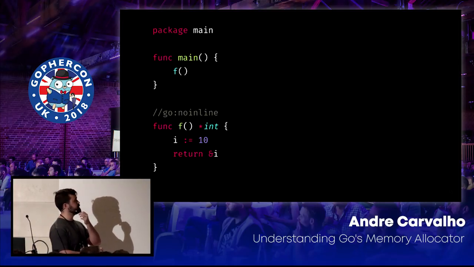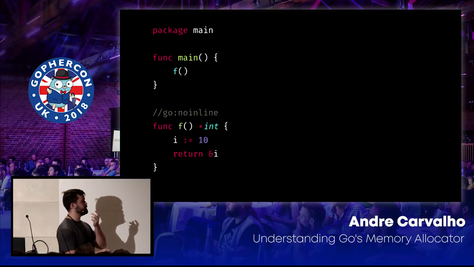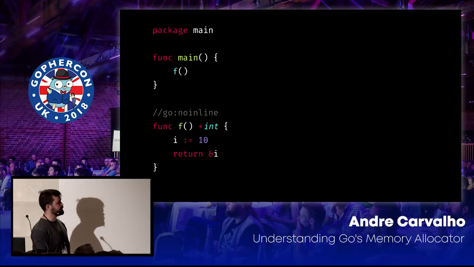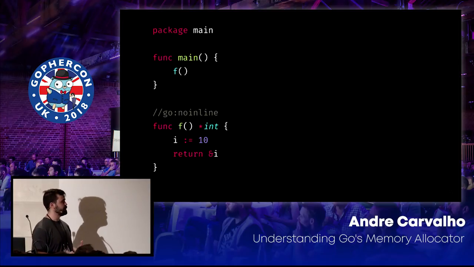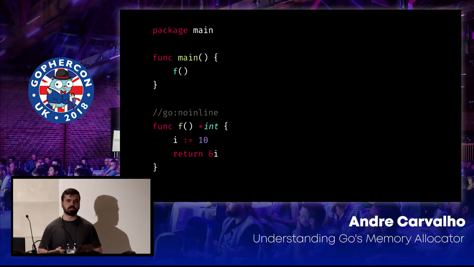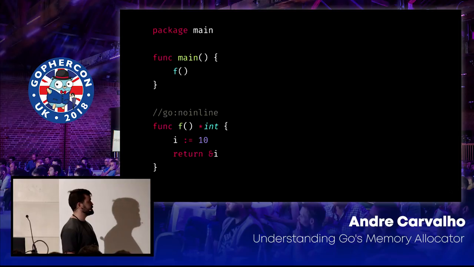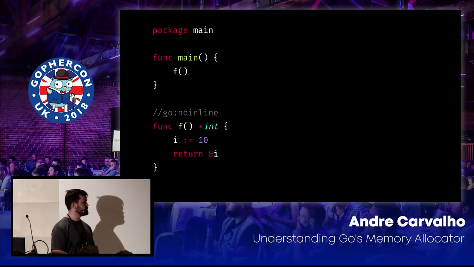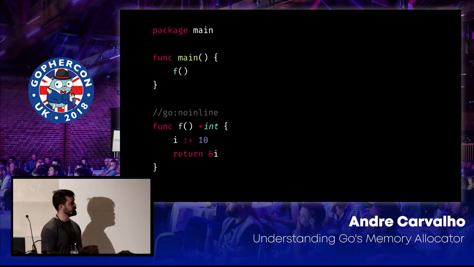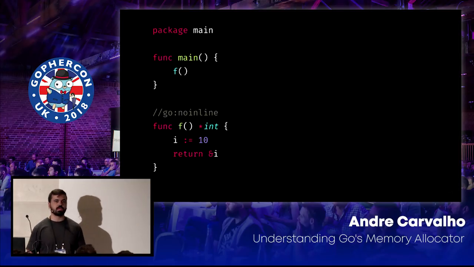We have a main function that calls another function, f. This f function is marked as no inline, just to make the example simpler, so we are preventing the compiler from doing some optimizations that would make this much harder to show. And all that the f function does is allocate a variable, initialize it with value 10, and then return the address of that variable.